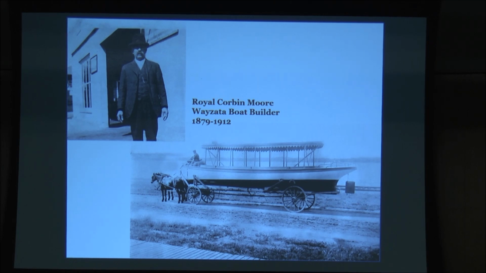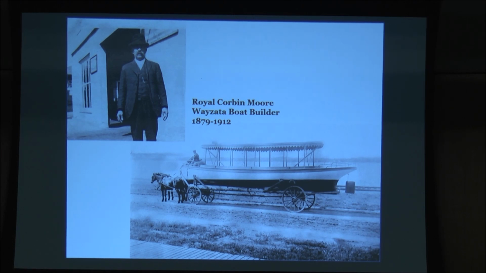And so, first of all, one of the things about Wayzata is that we were quite prolific in building boats. Our first boat builder was Royal Corbin Moore. He started building boats in about 1879, and he had the business until 1912. He sold it in 1912 to Eugene Remaley, and it became Remaley Boat Building Company. And then Remaley merged with Walker Boat Works and Wise Boat Works in 1929, and it became Minnetonka Boat Works.